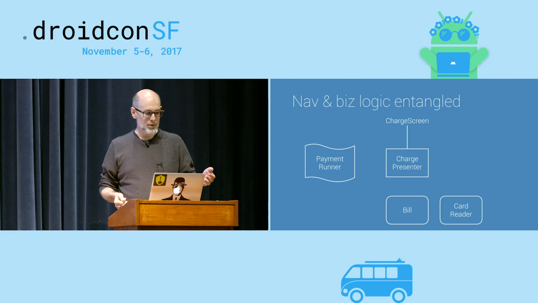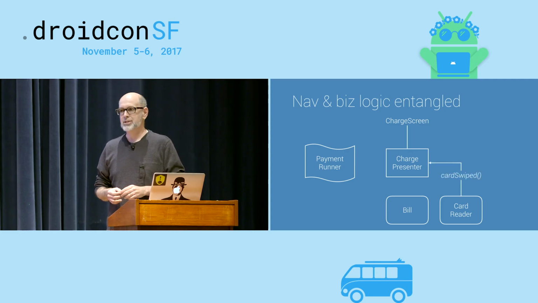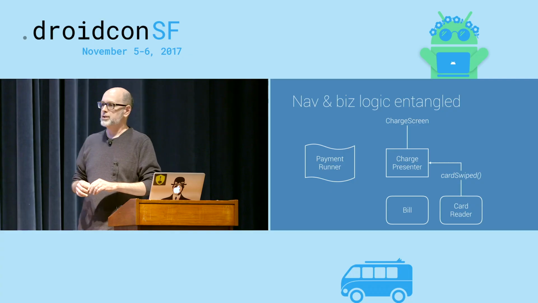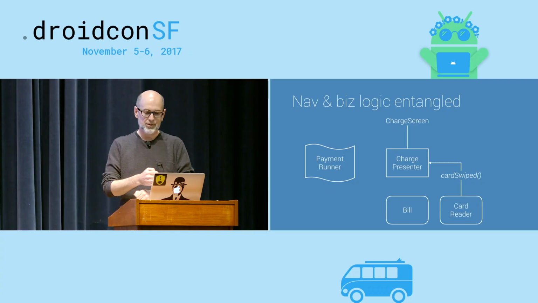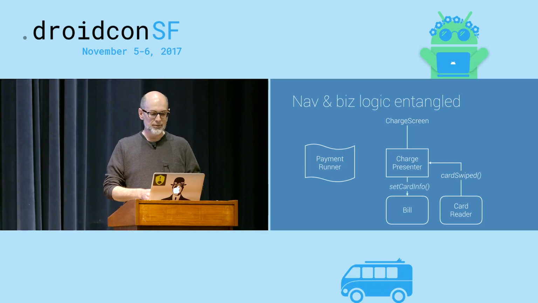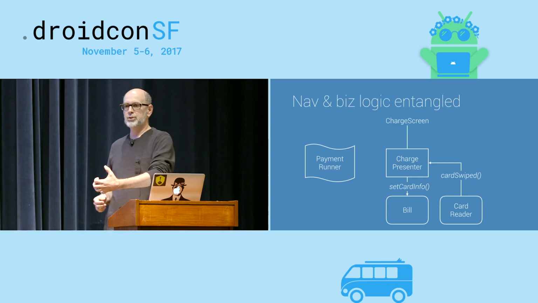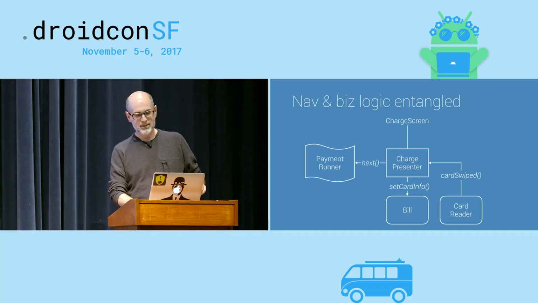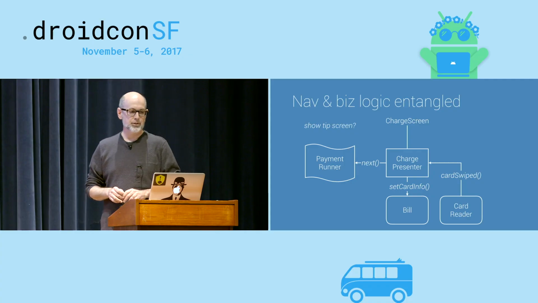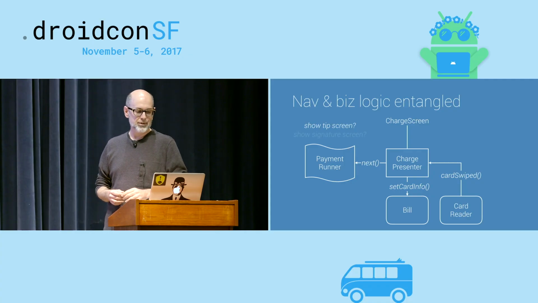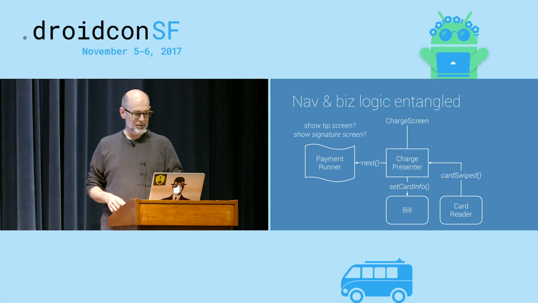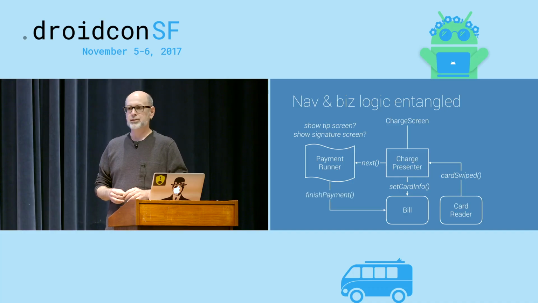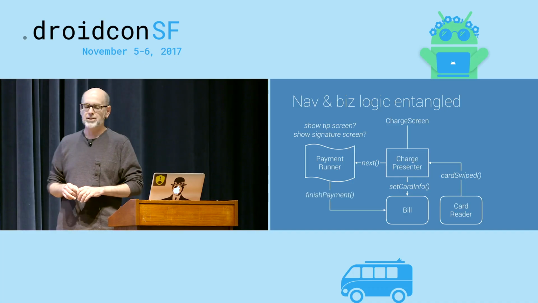Consider another scenario where we're taking a charge and our card reader business object lets us know that a credit card swipe has happened, and our charge presenter is going to hear about that, and it'll pull off the card info that's related and stick it into the bill that we're building at the moment, and then our payment runner will be told, hey, time to go to the next place. Payment runner has to think about that. Am I going to show the tip screen? Am I going to show the signature screen? Maybe I don't have to do either of those things, in which case I'm going to have to talk to the bill object myself and call that finish thing.